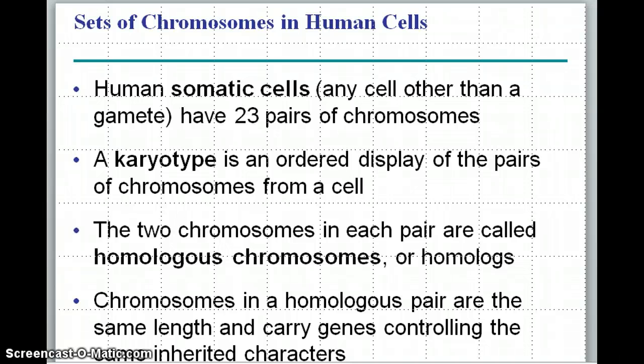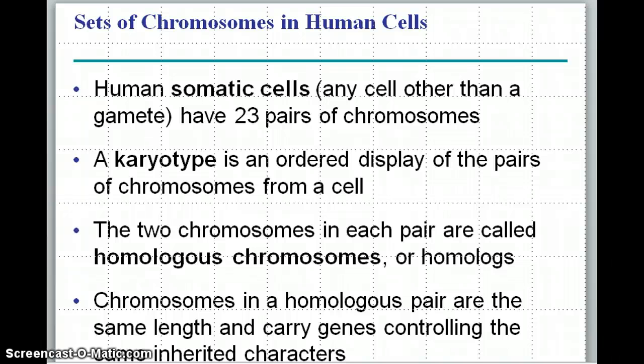This is your karyotype. The two chromosomes composing the pair have the same length. They have the same centromere position, the same staining pattern. These are called your homologous chromosomes. Okay, these two chromosomes in each pair are homologous chromosomes, or homologs.